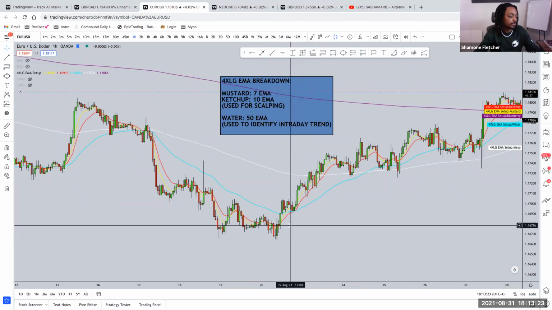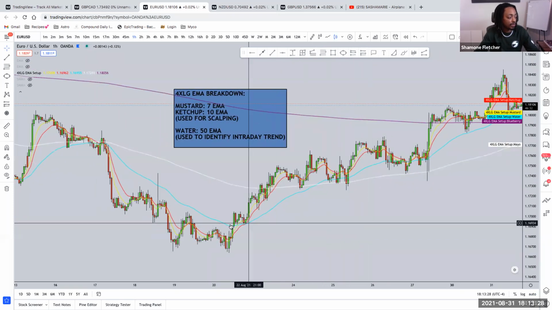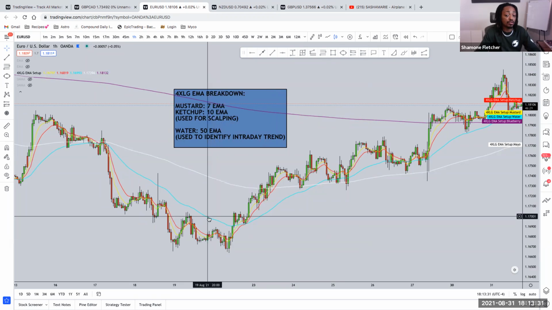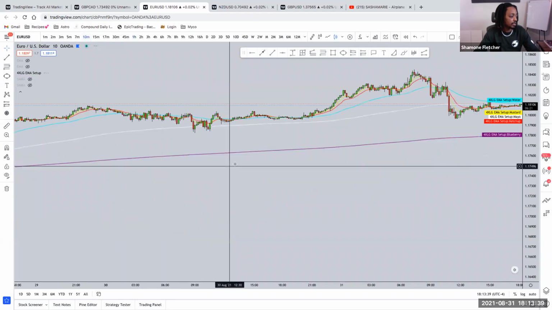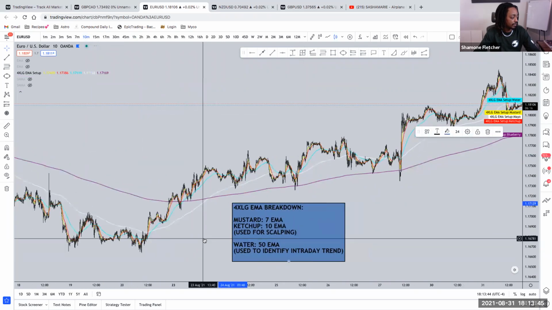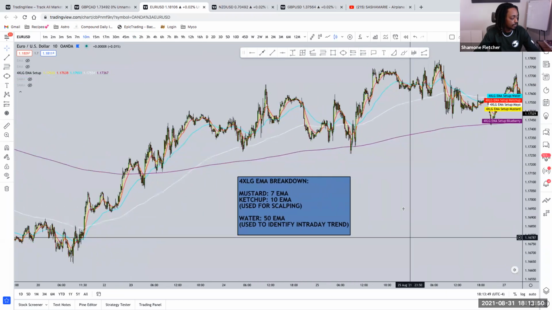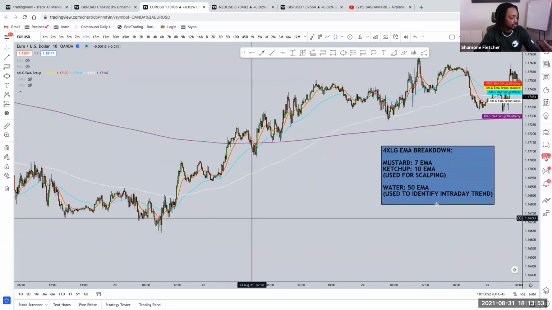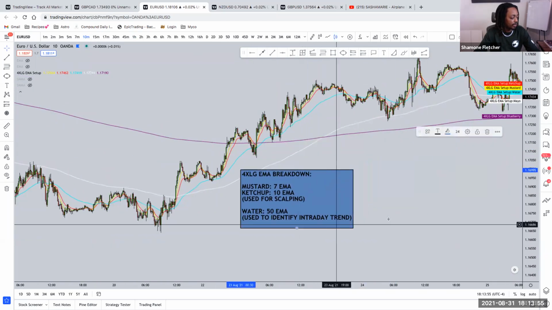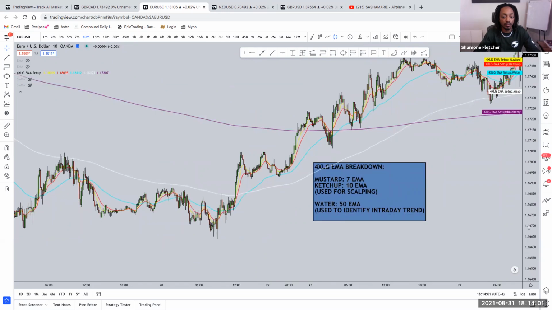I'll show you on a lower time frame. This is a higher time frame, so it's moving and working a little bit differently. Water is used to identify the intraday trend, meaning the 30-minute to the 1-hour time frame. That's what the trend is going to be showing. So let's move this over here. I want you to truly understand why I'm telling you it does not matter what time frame you are on if you know how to read the moving averages correctly.